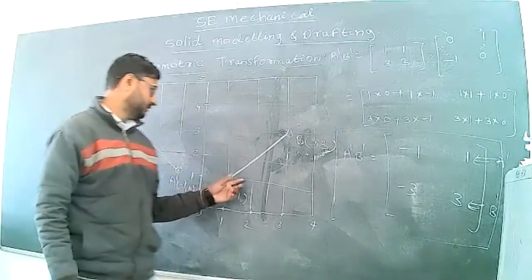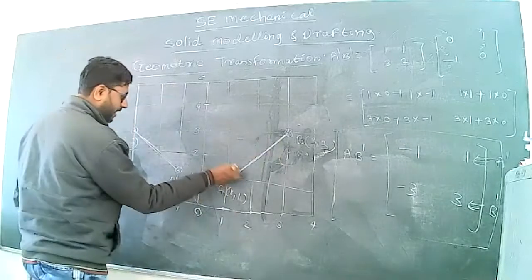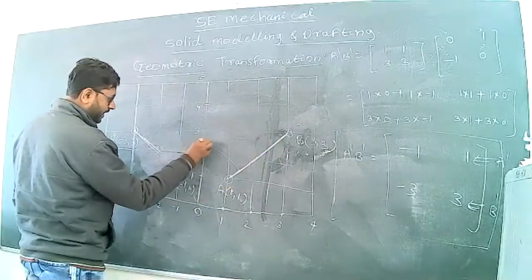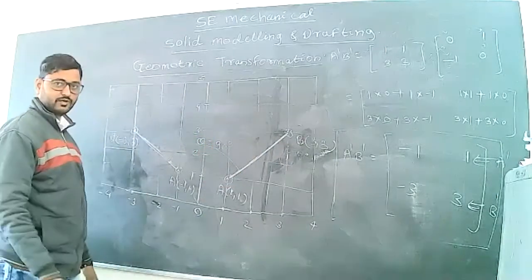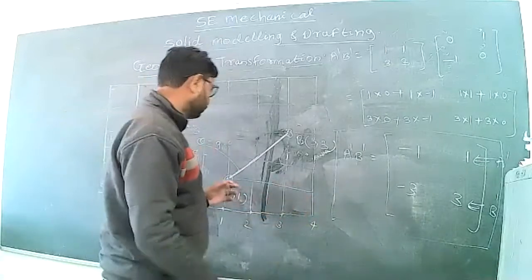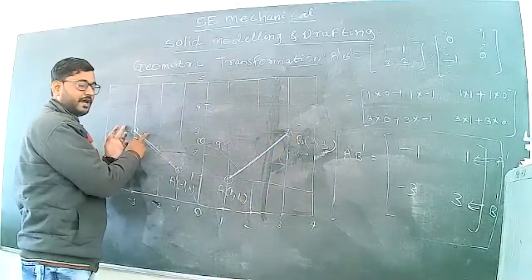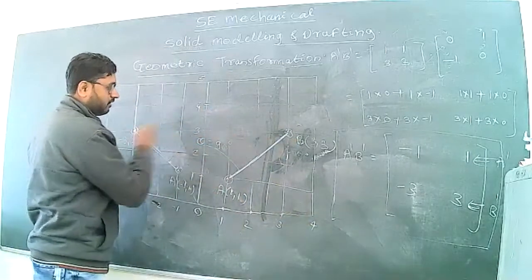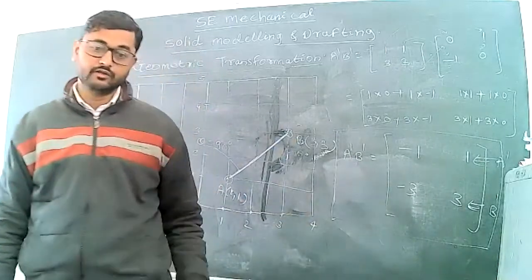This shows how to rotate the line AB to the new line A dash B dash by an angle theta equal to 90 degrees. This one is the example of rotation. Here we rotate the line AB to the new line A dash B dash by a rotation of theta equal to 90 degrees.